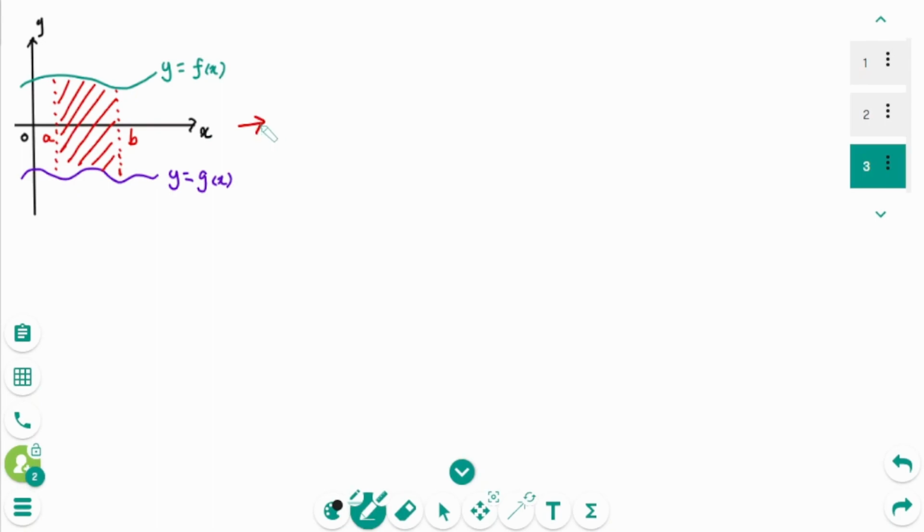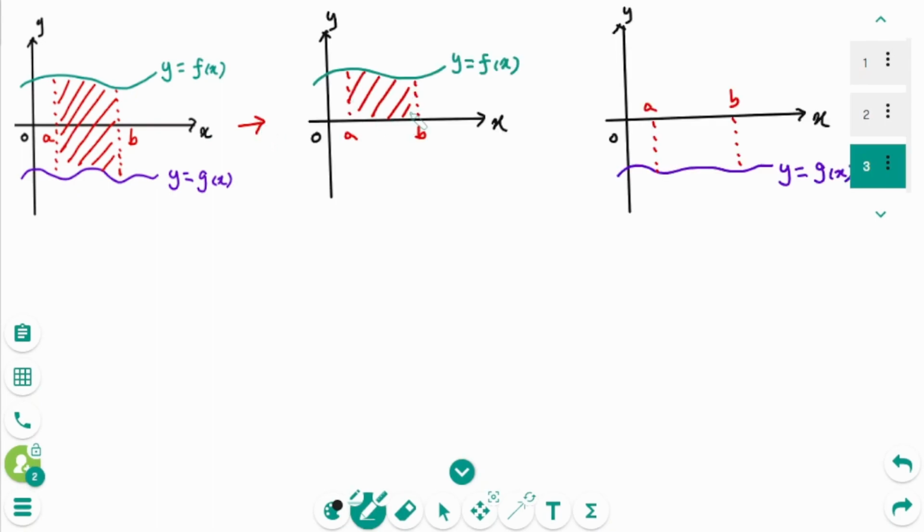We can think of it as the sum of the top and bottom area. The top area is integral from a to b f of x dx. The bottom area is integral from a to b g of x dx but negative. Because we are looking for an area, we need to multiply a negative sign to make it positive. So this area is this part plus this part.